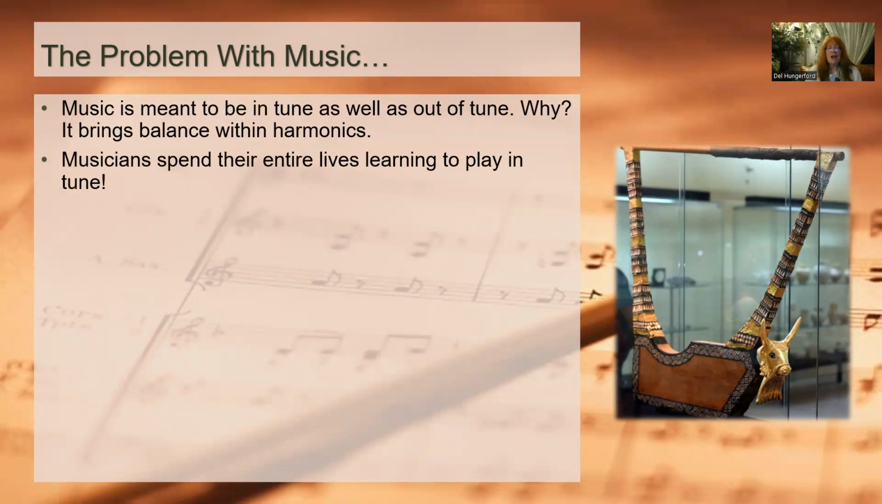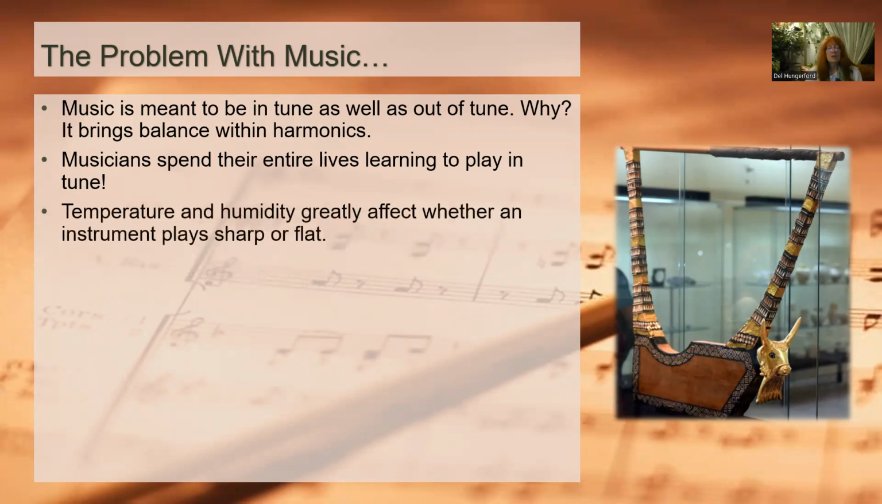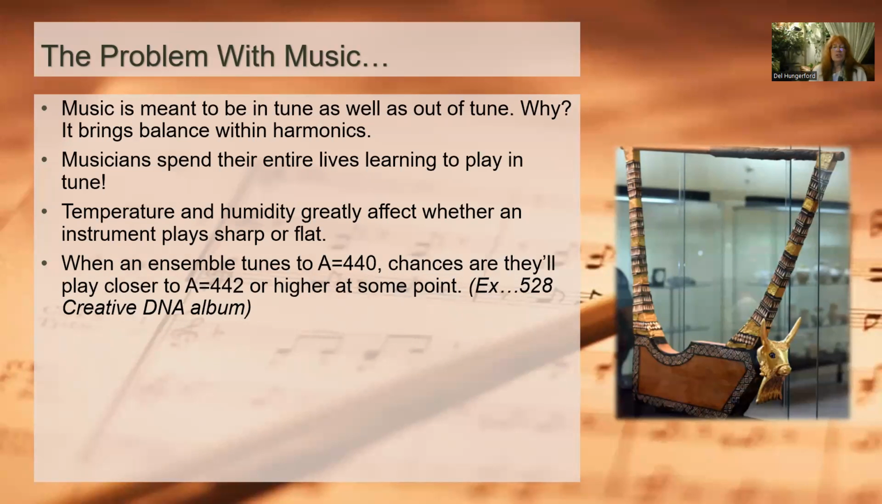Musicians spend their entire lives learning to play in tune. And I'm thinking, if it's such a simple thing to do, why is it so complicated? Well, we tend to make things a lot more complicated than they should be. Here's a lot of things that go into how tuning works. Number one, temperature and humidity greatly affect whether an instrument plays sharp or flat. When an ensemble tunes to A440, chances are they'll play closer to A442 or higher at some point.